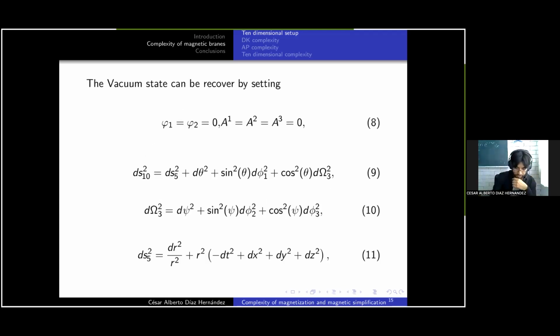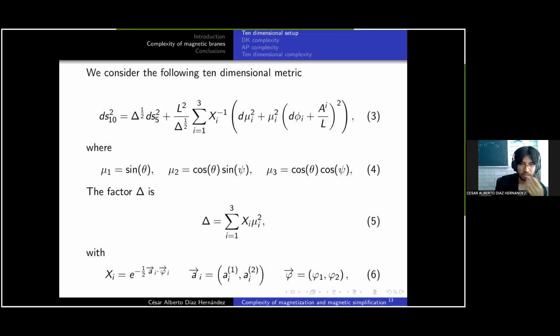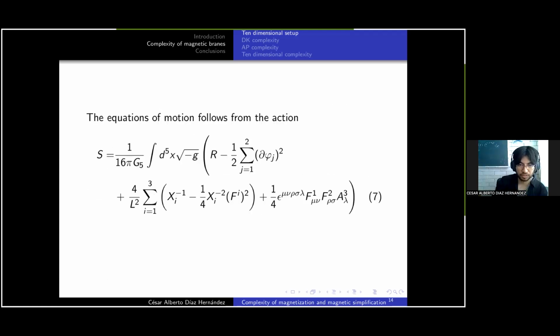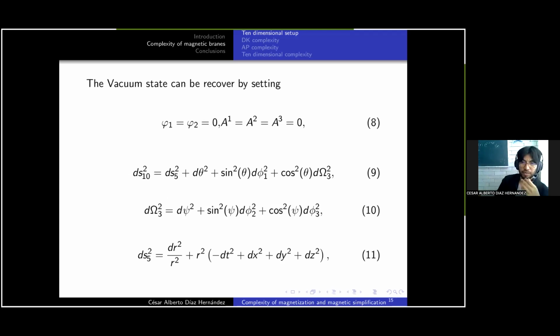And even if these line elements in 10 dimensions or this action can be a bit overwhelming, we can simplify it by setting some of our gauge fields and our scalar fields to certain values. For example, the vacuum state can be accomplished by setting all our fields to 0. In that case, our 10-dimensional line element, I think there is a raised hand.